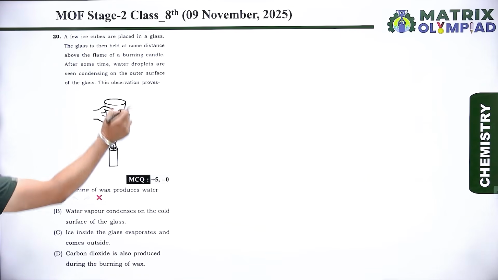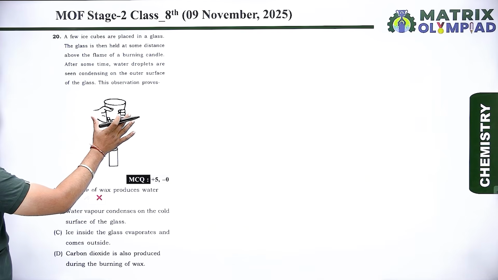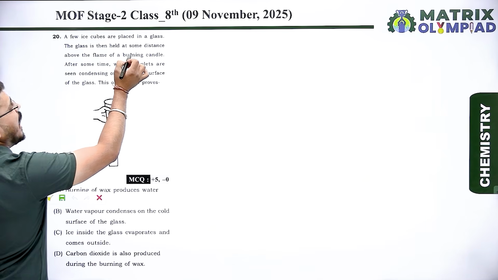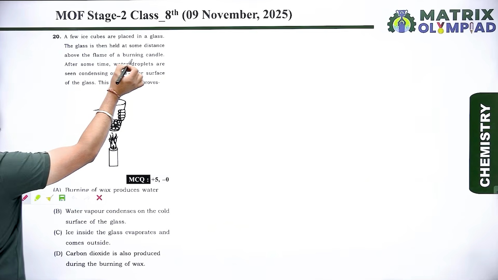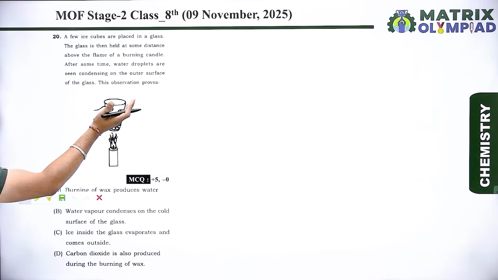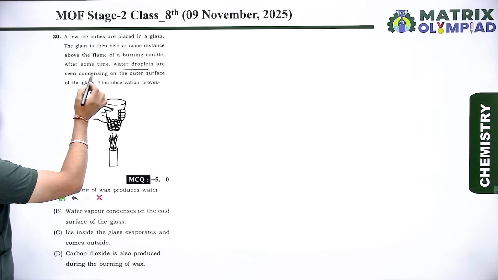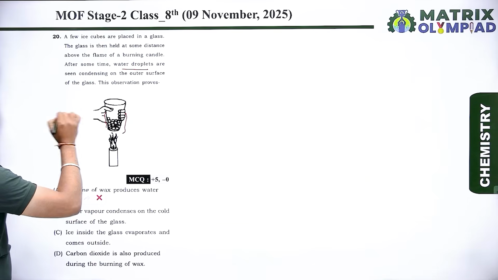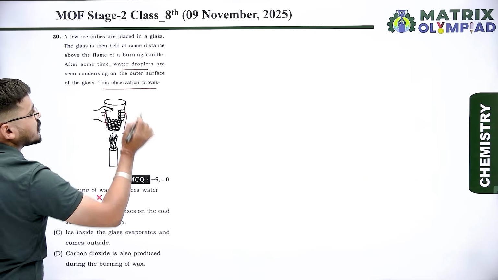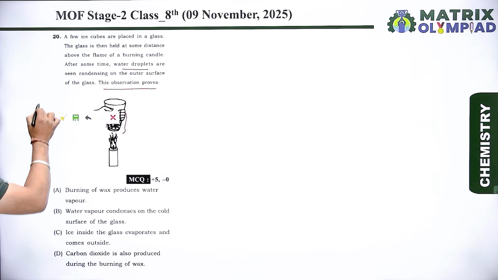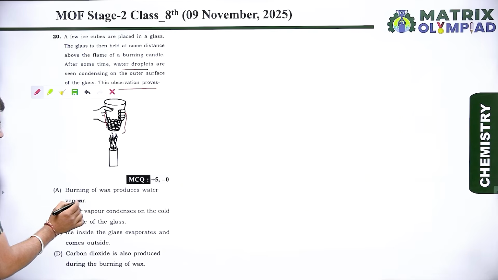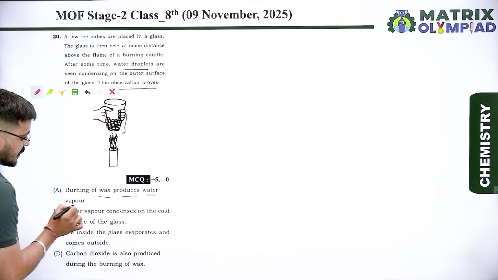A few ice cubes are placed in a glass, as you can see in the activity. The glass is then held at some distance above the flame of a burning candle. After some time, water droplets are seen condensing on the outside surface of the glass. This observation proves... Let's check the options. Option A: burning of wax produces water vapor.